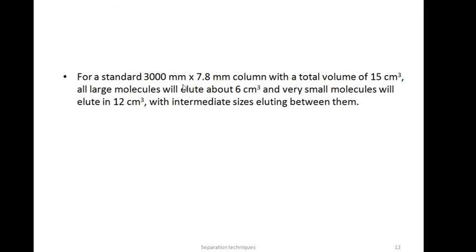So for a standard 3000 mm into 7.8 mm column with a total volume of 15 cm cube, all large molecules will elute at about 6 cm cube and very small molecules will elute at 12 cm cube, with intermediate sizes eluting between them. This is one standard column.